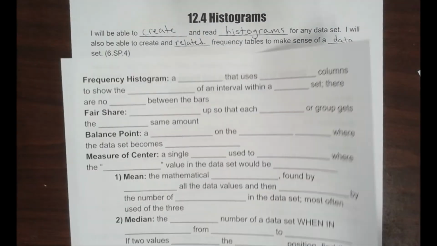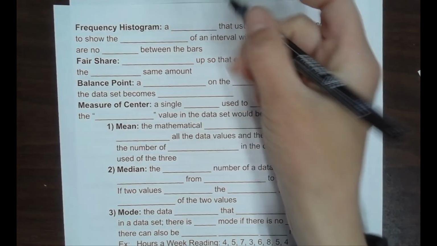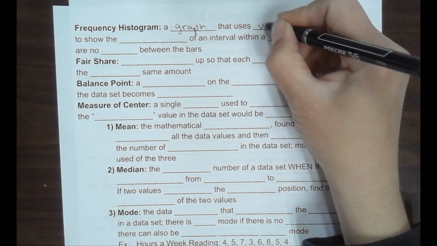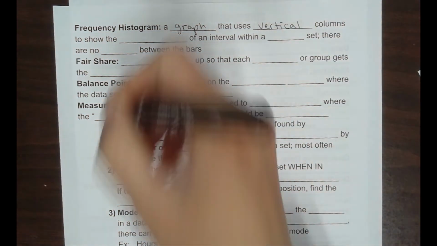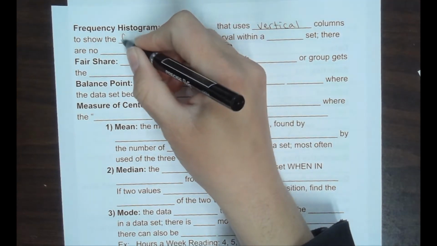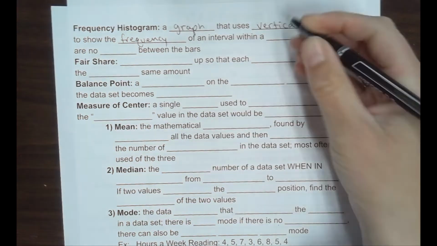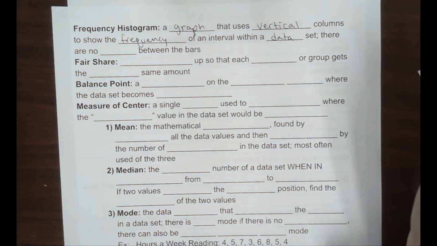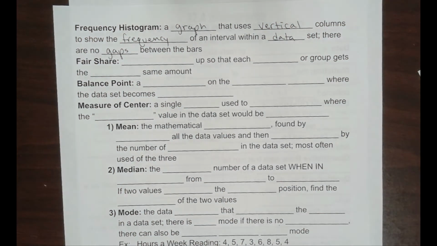Okay, backside. A frequency histogram is a graph that uses vertical columns to show the frequency of an interval within a data set. Okay, there are no gaps between the bars. All right, you can put that away for now.